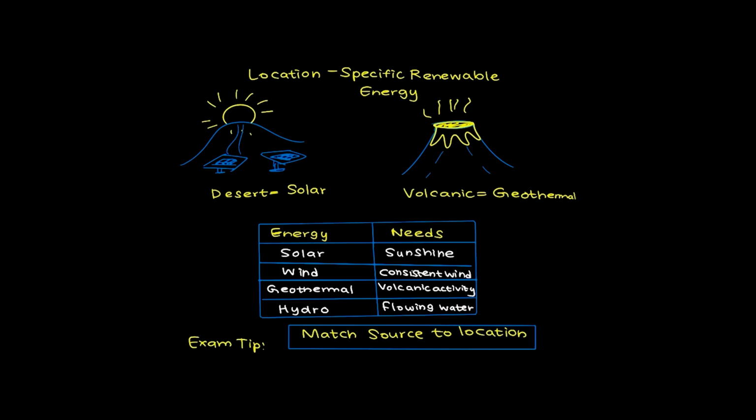Here's a WGU C165 OA exam tip for you. Different locations should prioritize different renewables based on local conditions. The phrase different locations or regional advantages signals location-specific optimization. Quick recall hook. Match source to location. Each renewable has geographic sweet spots.